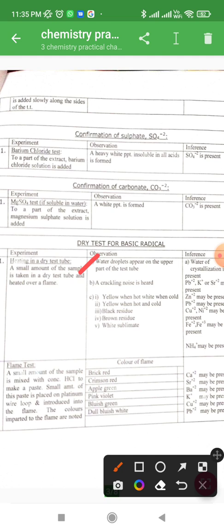Now for this first observation, since you are not performing this experiment, you have to find it out from the teachers when you perform the salt. Water droplets appear on the upper part of the test tube. If water droplets appear, then what do we confirm? Water of crystallization is present. But if water droplets don't appear, then we write water of crystallization is absent. There are very few salts which do not contain water of crystallization. So when you perform the experiments, please find out from the teachers whether water of crystallization is present or not.